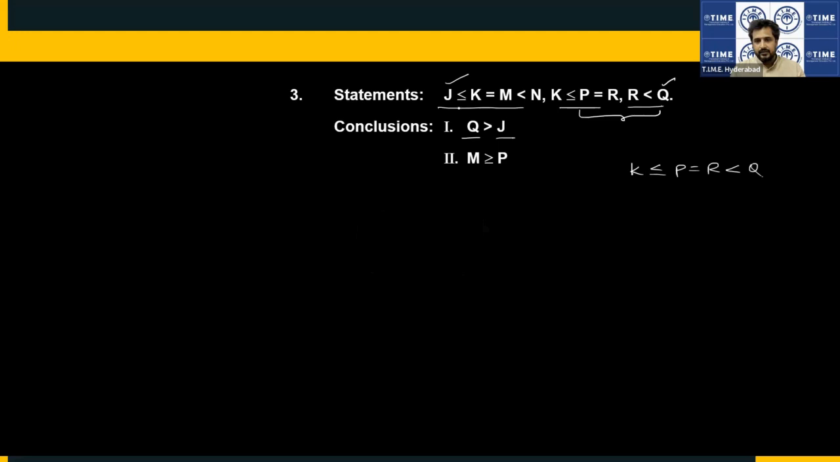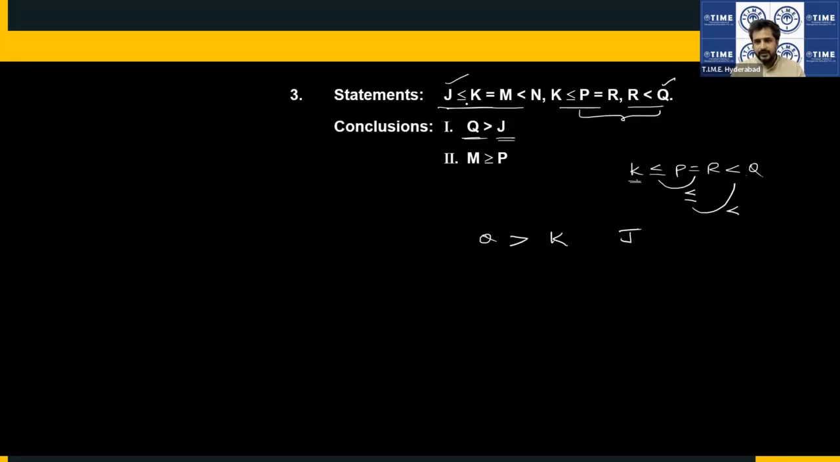Right. Now in this statement and in this statement, the common term is K. So let's take K as the middle term and take these two terms on either side. Q is J. What is the relation between K and Q? Less than or equal to and equal to leads to less than or equal to. Less than or equal to and less than leads to less than. So K less than Q is as good as Q greater than K.